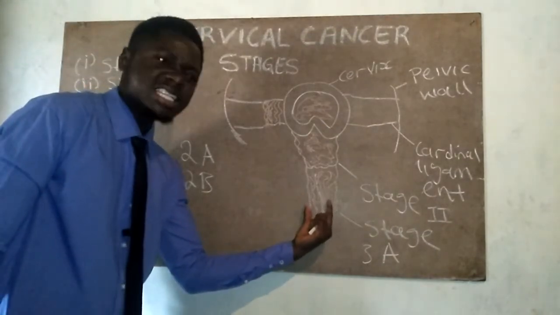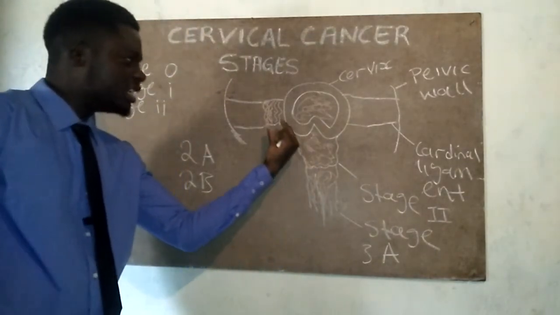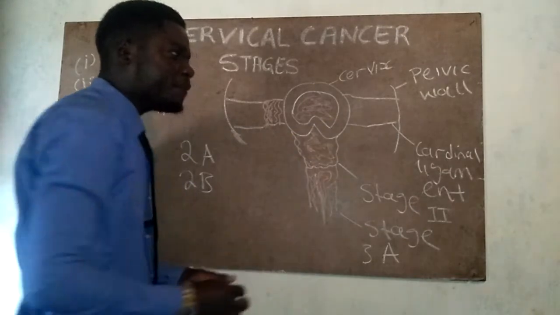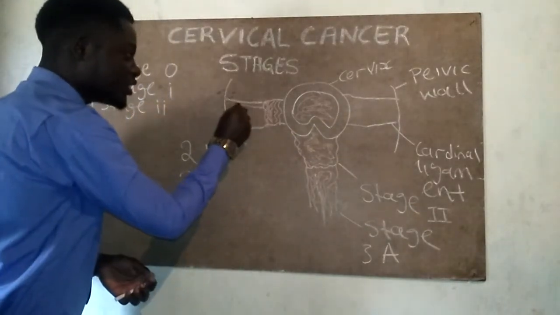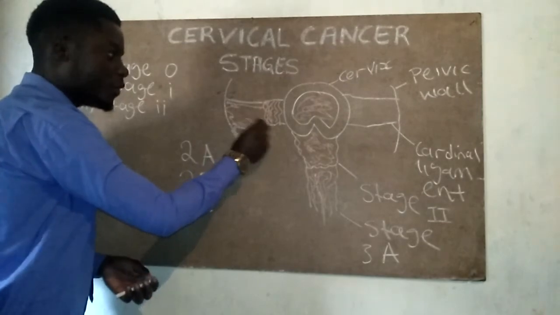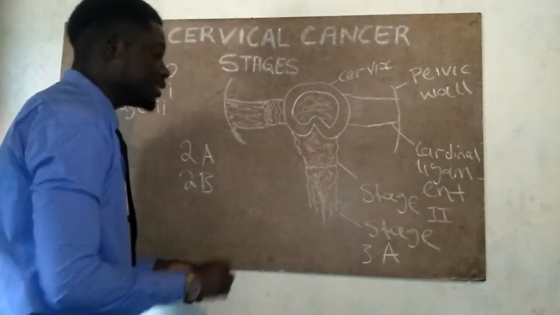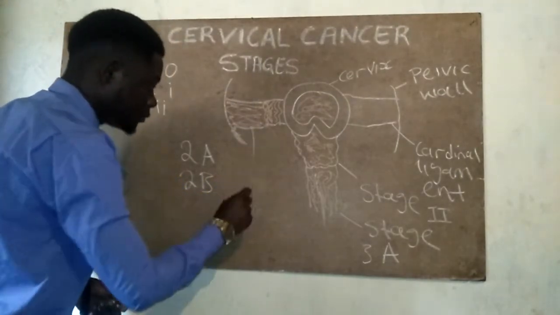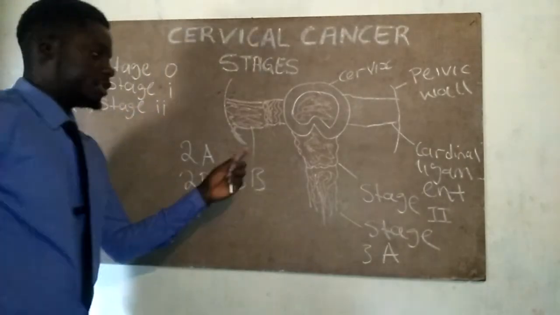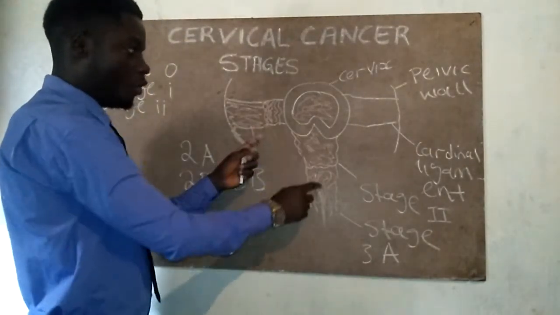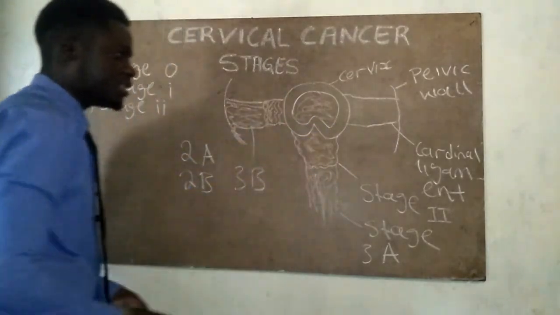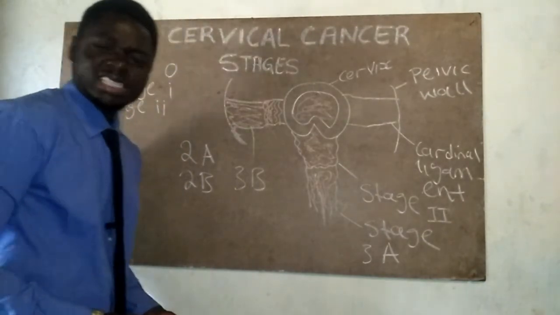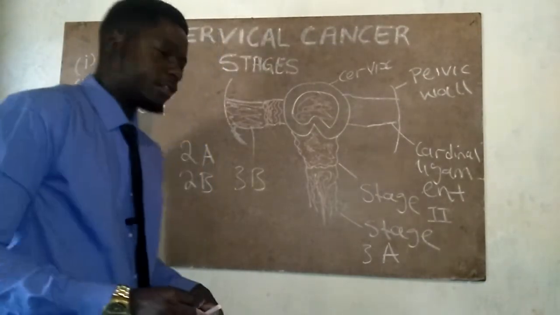And if the cancer has moved from this side towards the lateral walls of the cervix, reaching the pelvic wall, so when it reaches in, the pelvic walls are going to be involved, then we term this cancer as stage 3B. So this is stage 3B. Stage 3A is only not these lateral walls, but all these are involved. That is stage 3B.